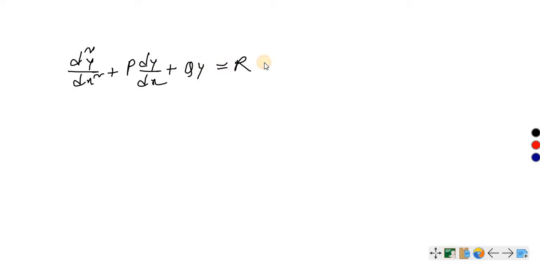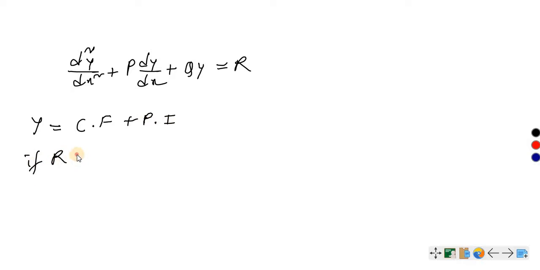I have already discussed that an equation of this kind is said to be a second order differential equation, and the solution of this kind of differential equation is given by two parts. One is the complementary function and the other is the particular integral.